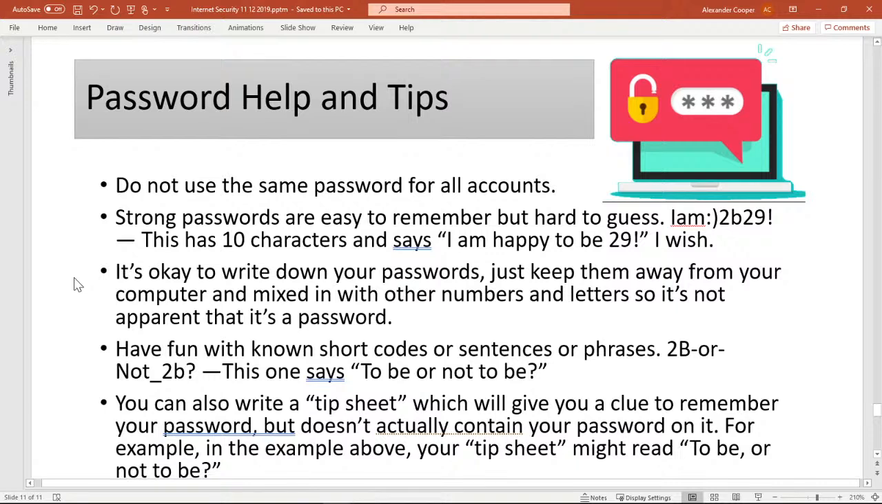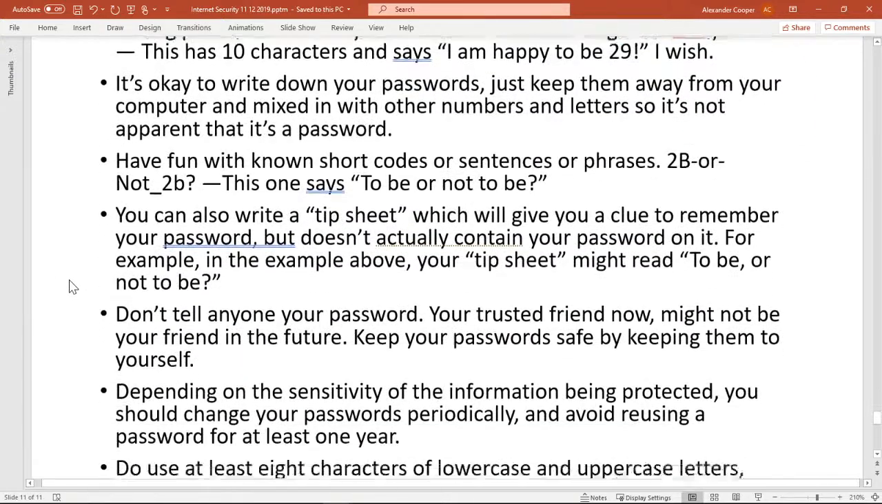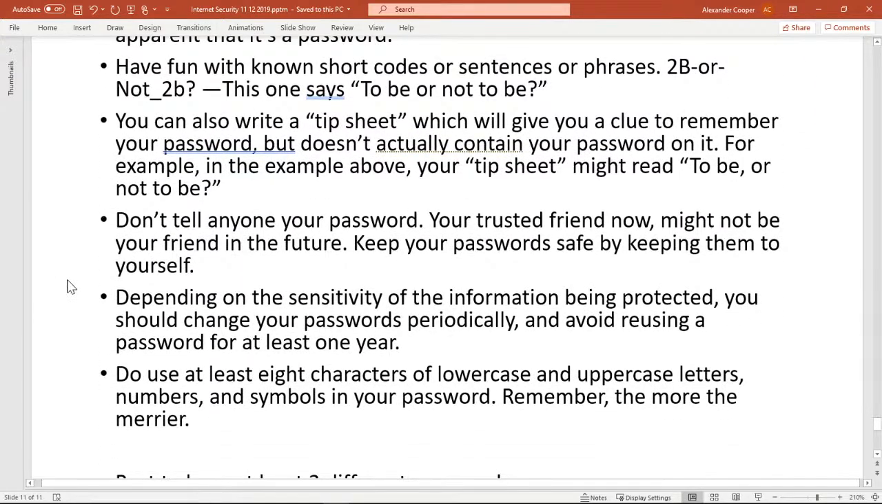If someone was actually able to get the notebook and they kept putting that in, then they would go, well, that's what it says the password is. And then they know it's not what it is, and then they couldn't get into your stuff. Have fun with known shortcut codes or sentences or phrases, like "to be or not to be," okay?